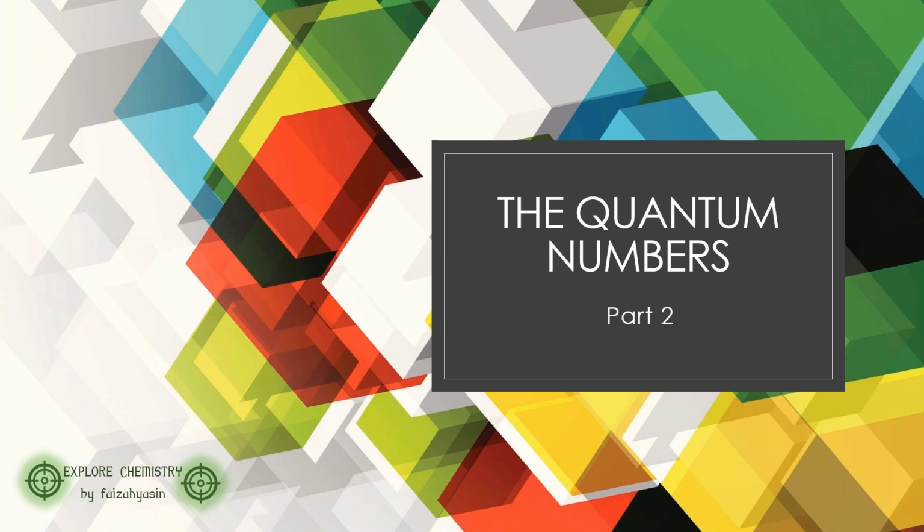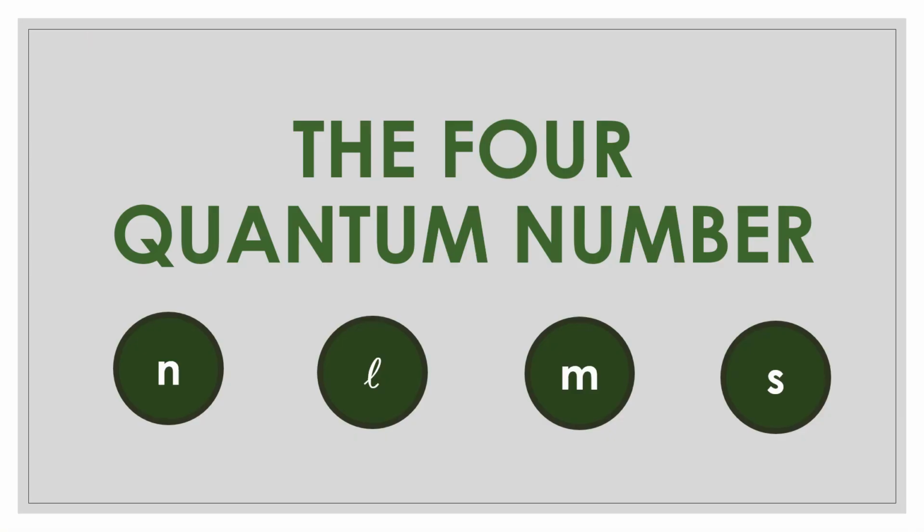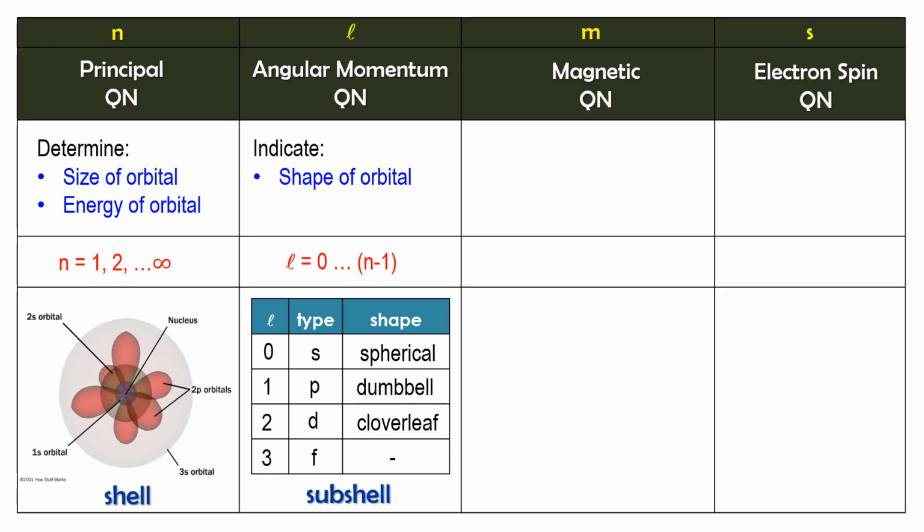The Quantum Numbers Part 2. In our previous video, we already discussed the principal quantum number and angular momentum quantum number. The third quantum number is M. Magnetic quantum number describes the orientation of orbital and number of orbital. Value of M is negative L until positive L.